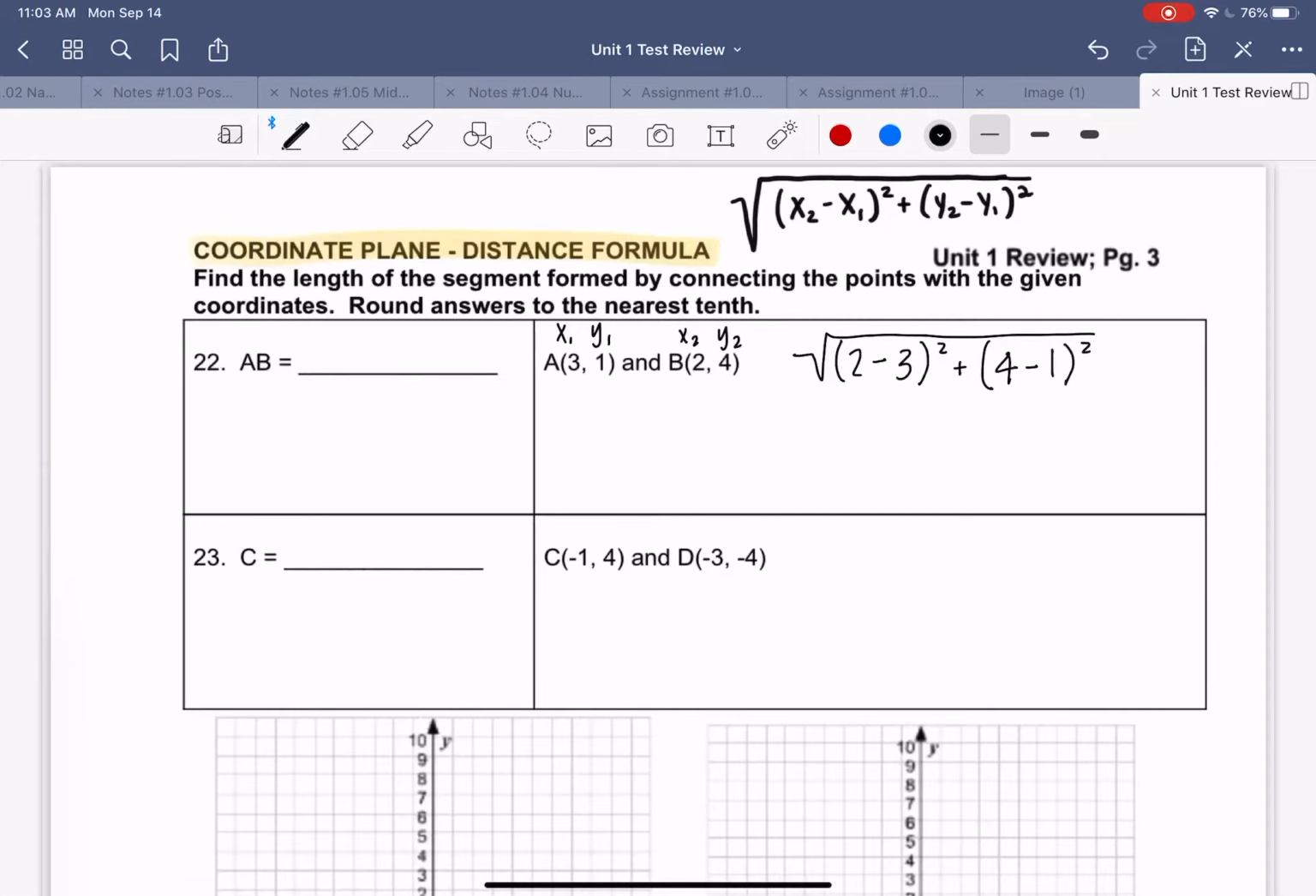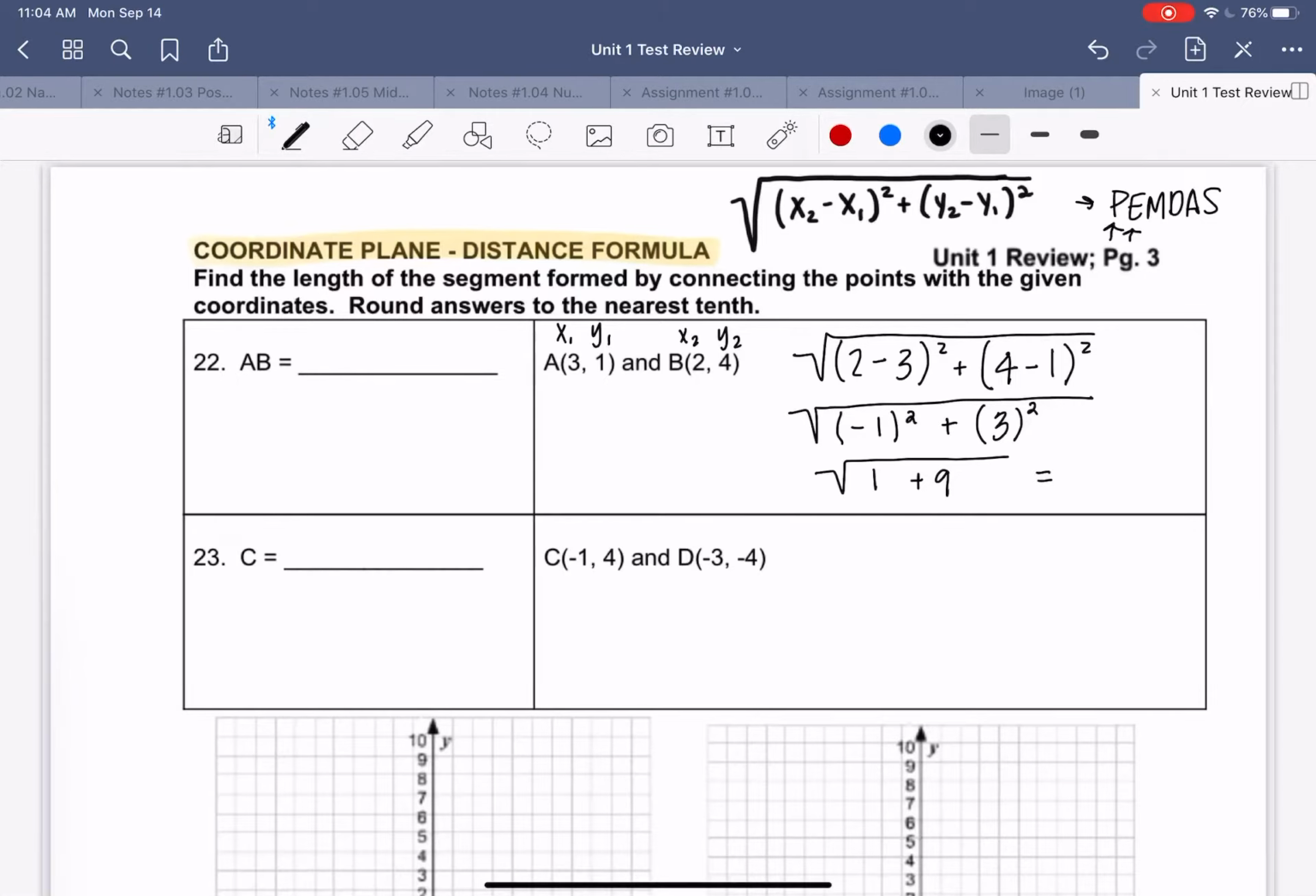So now we do PEMDAS from here on out. So PEMDAS. Okay? So we're going to keep the square root, but we're going to solve the parentheses first because that's what is first. So we have 2 minus 3, which gives us a negative 1 squared, plus a 4 minus 1, which gets us a 3 squared. All right, next thing is exponents. Okay, so we're going to take care of those exponents. So negative 1 times negative 1 is just a positive 1. Keep the addition sign, and 3 times 3 is 9.